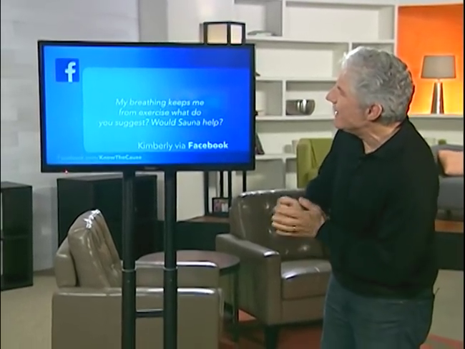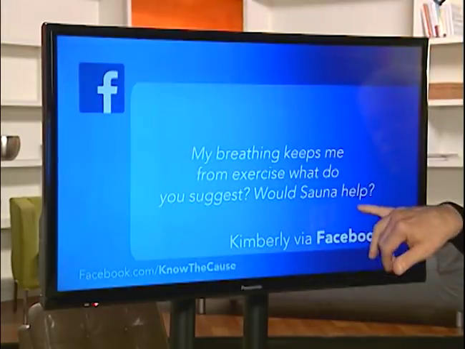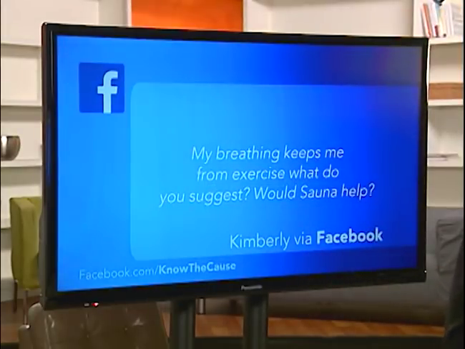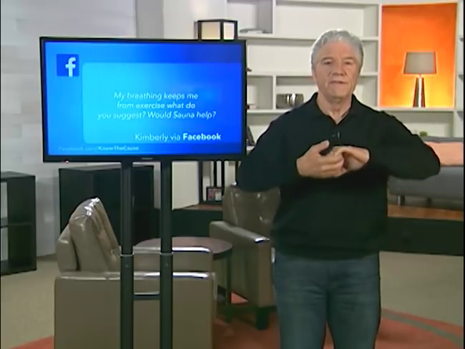First question: my breathing keeps me from exercise. What do you suggest? Would a sauna help? Kim, what you want to do is get to the point where you can strenuously exercise and not have the problem that you're having with your breathing. Okay, remember, this is exercise. So go light until you can figure out what this is.